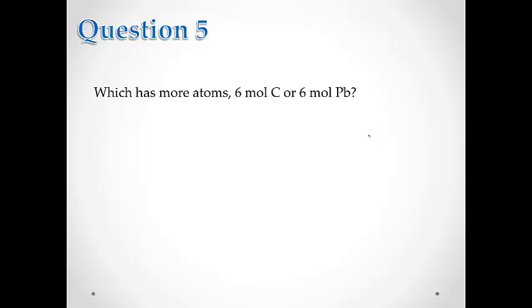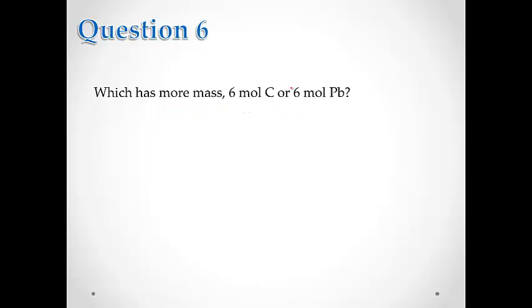Number 5, which one has more atoms, 6 moles of carbon or 6 moles of lead? Well, 1 mole of anything, when we're talking about the number of atoms or the number of particles, Avogadro's number says 6.02 times 10 to the 23rd atoms. So if you have 6 moles of carbon or 6 moles of lead, it's exactly the same number of particles, in this case the same number of atoms. So they are equal to each other.